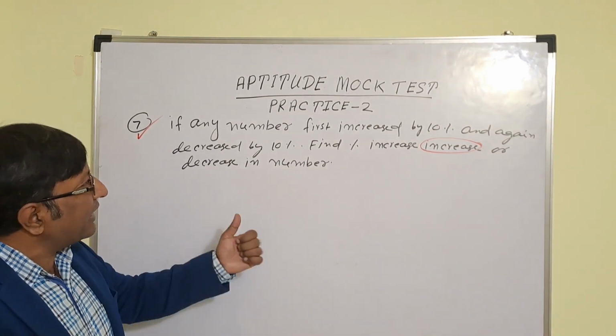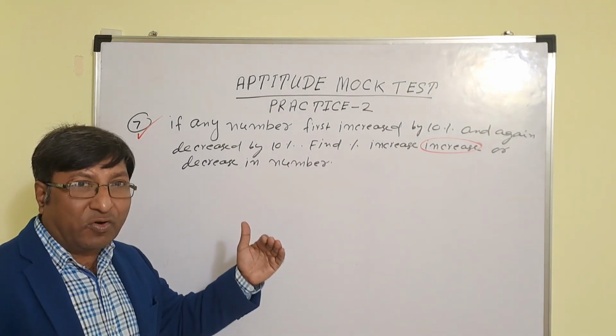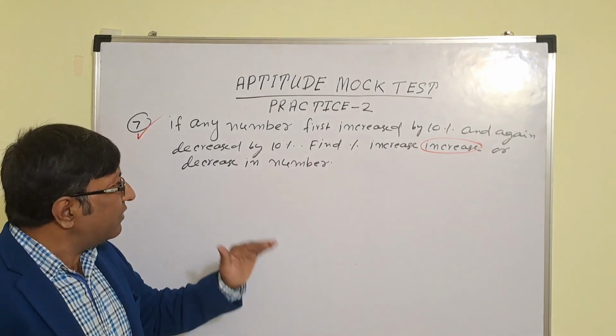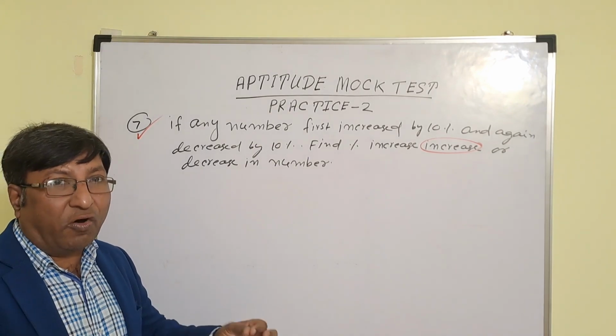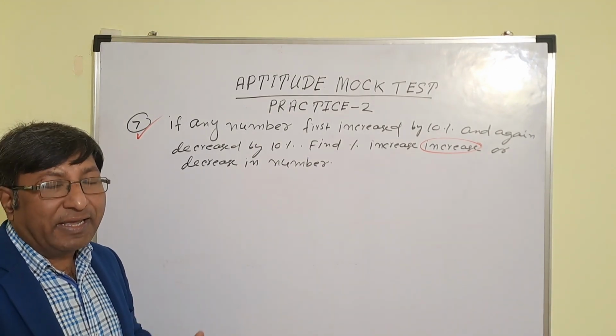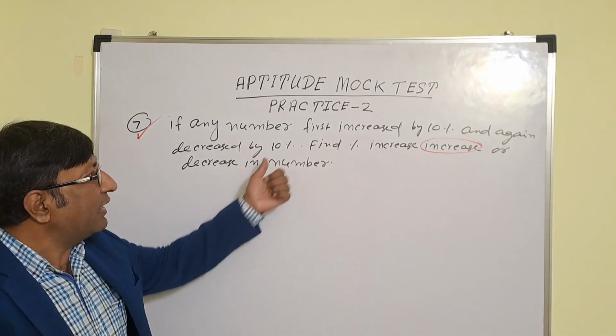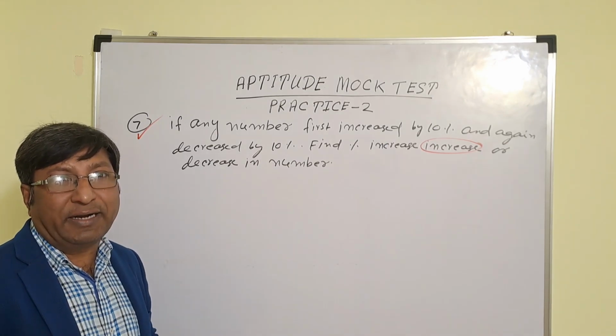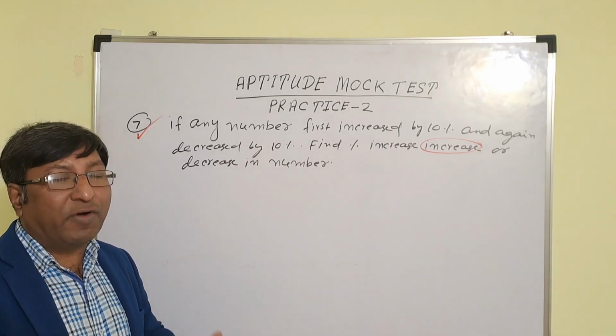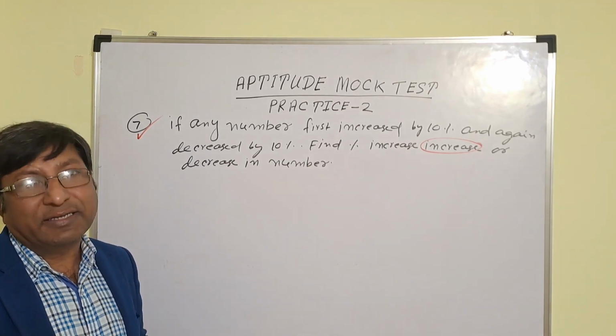How? Anytime there is a question of the same percentage increase and the same percentage decrease, then it is always a decrease. How much decrease? A square by 100. A is what here? 10. So 10 square by 100, that means 100 by 100. That is a 1% decrease, our correct answer.